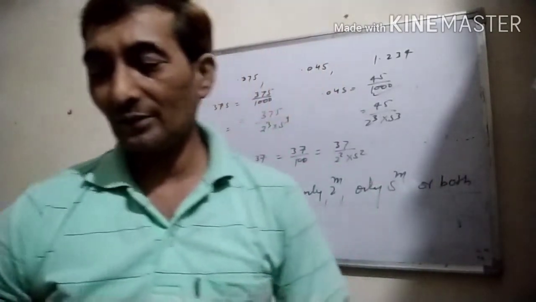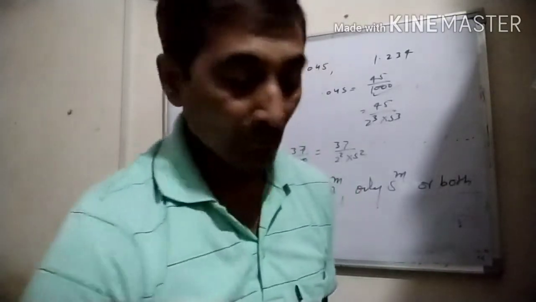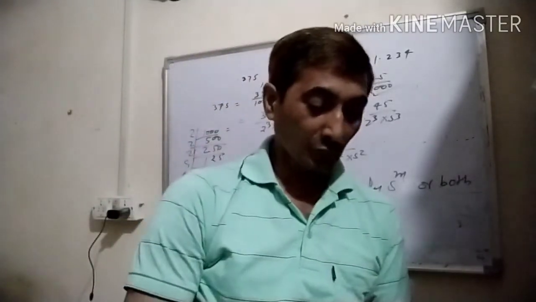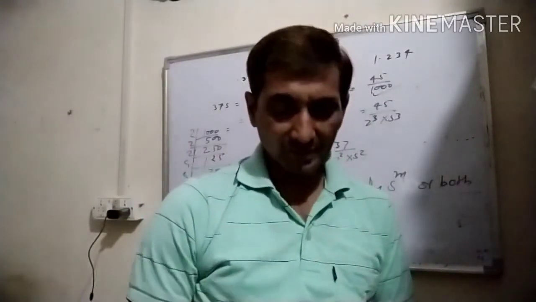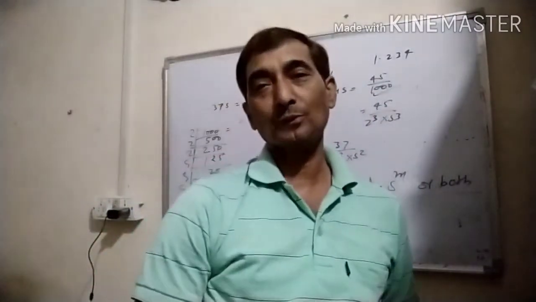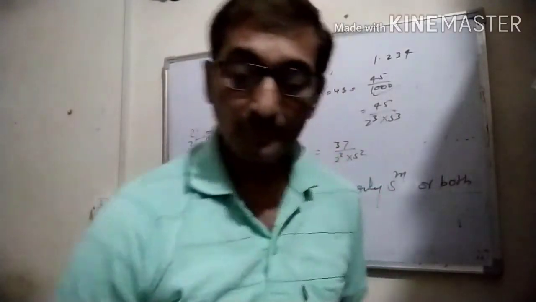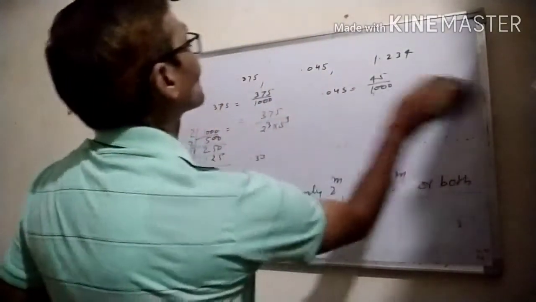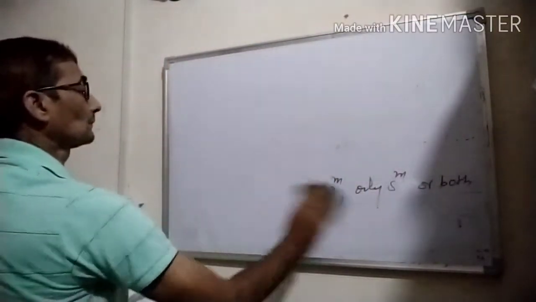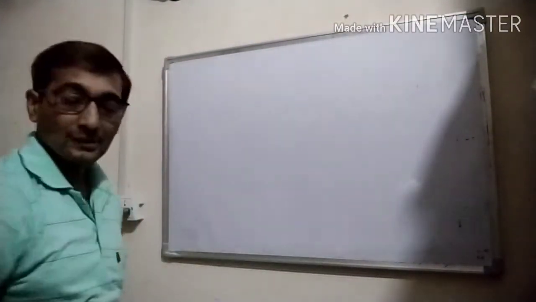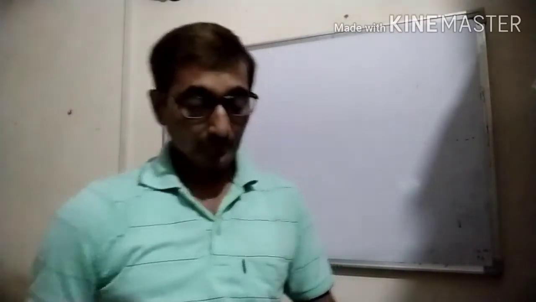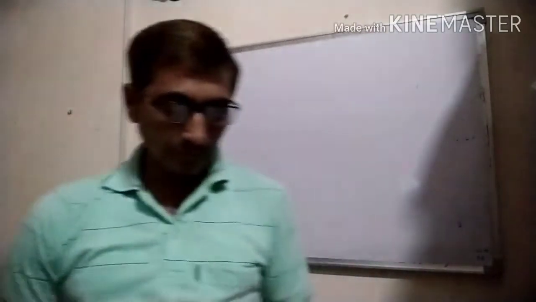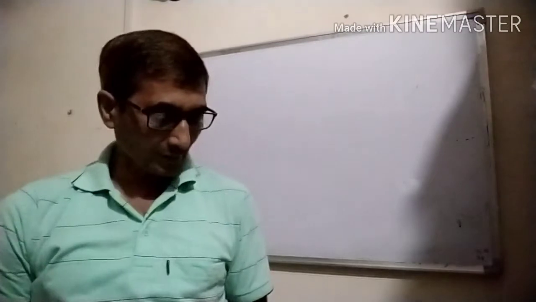Now, by this concept, I am going to try some questions of exercise number 1.4. Come and try to see. First question is: without actually performing the long division, state whether the following rational number will have a terminating decimal or a non-terminating, repeating decimal.